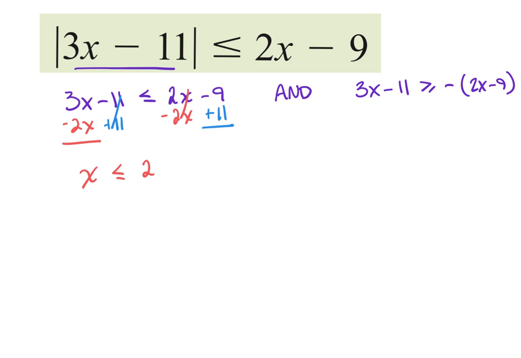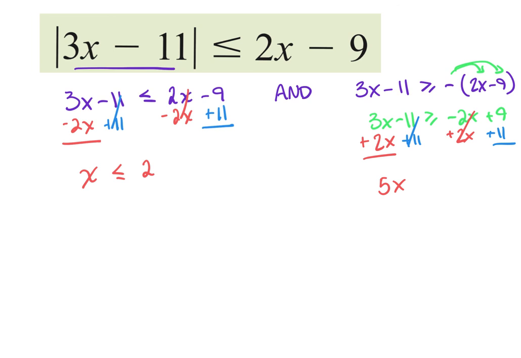Solve on the other one means I need to distribute first. So I'm going to distribute here. 3x minus 11 is greater than or equal to negative 2x plus 9. All right. And then I'm going to move my x over. Get a 5x here. Move my 11 over again. Greater than or equal to 20. And then I am going to divide by 5. So I get x is greater than or equal to 4. And I said this was an and problem.